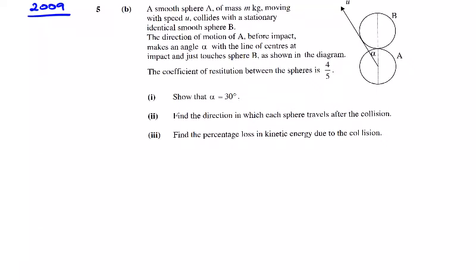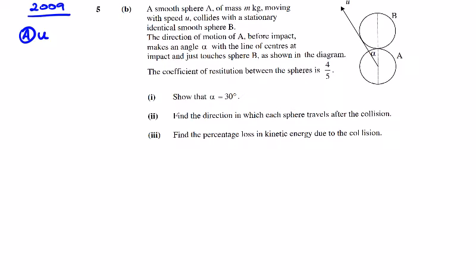This is the 2009 Impacts and Collisions question. We're going to do an oblique collision. Smooth sphere A, moving with speed u, collides with a stationary identical smooth sphere. The direction of motion of A before impact makes this angle alpha with the line of centers.